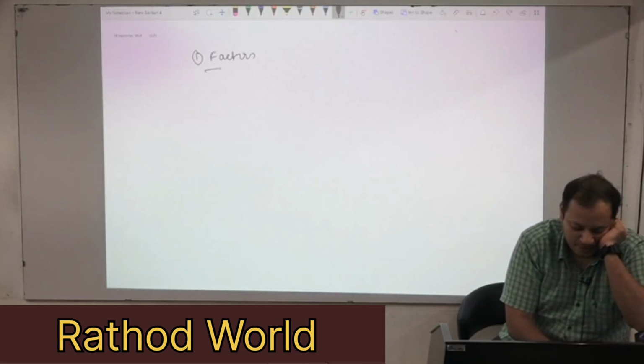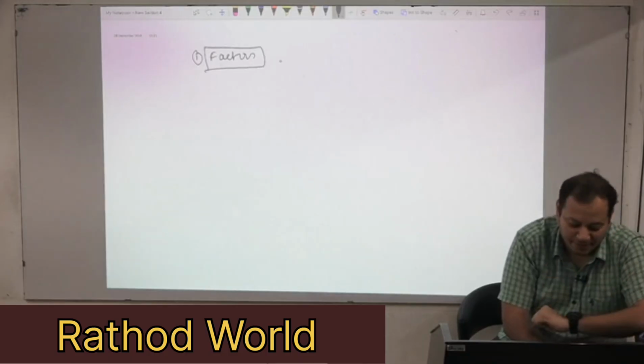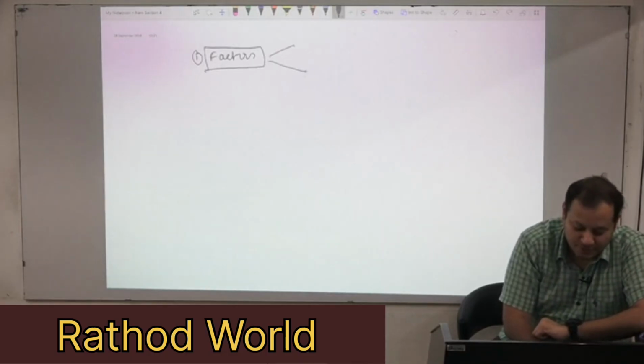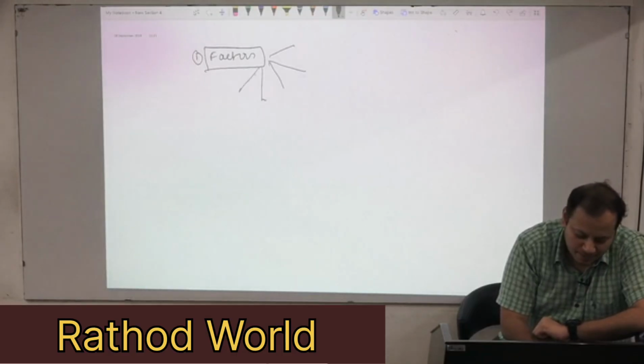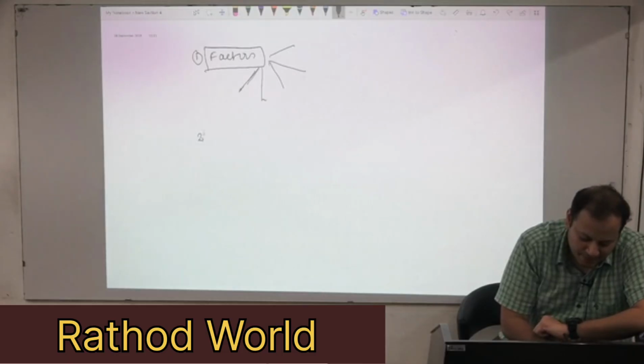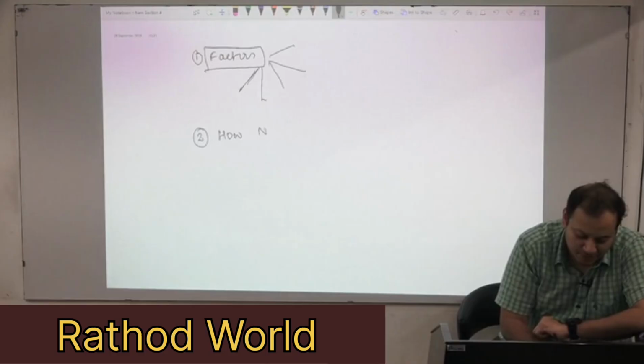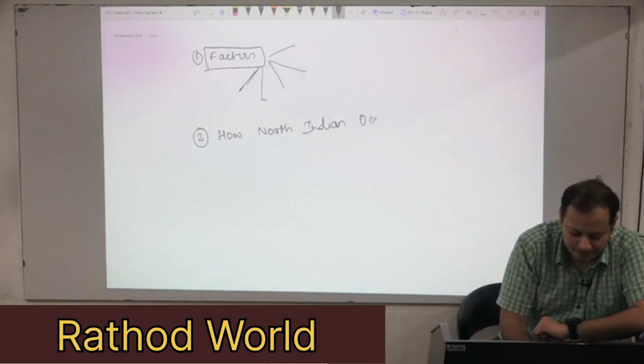Fine, this should be one part of an answer: that there are different factors such as Coriolis force, rotation of the Earth, winds, etcetera. Fine, and also the density and salinity differences. Then the second point should be how the Indian Ocean is different from the other oceans. That is how the North Indian Ocean is different. So how is it different?